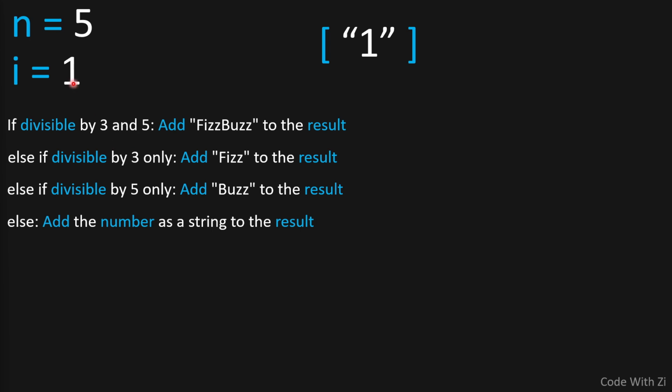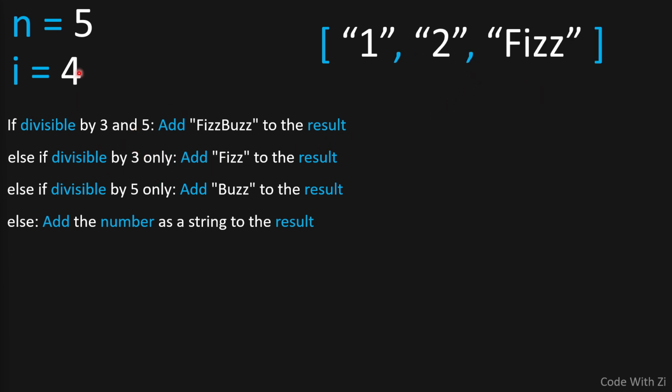Now, i is gonna get incremented, and then we're gonna be like, is 2 divisible by 3 and 5? Nope. Is it divisible by 3? Nope. Is it divisible by 5? Nope. So we're just gonna add 2 as a string to our array. Then i is gonna get incremented again. We're gonna be like, is 3 divisible by 3 and 5? Well, it is divisible by 3, but not 5. So we're gonna be like, no. Then we're gonna check if it is divisible by 3. Well, yeah, 3 is divisible by 3. So we're gonna add Fizz to our result, like so.